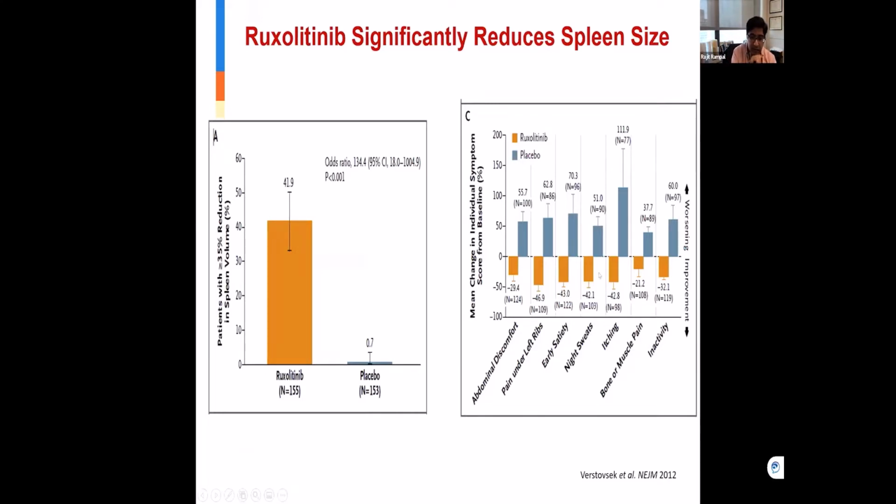But really importantly are the symptom reductions. And you can see here in orange is ruxolitinib. The majority of patients had reductions in things like itching, night sweats, feeling full early, abdominal discomfort, inactivity, right? So the drug does substantially important things in terms of symptoms.